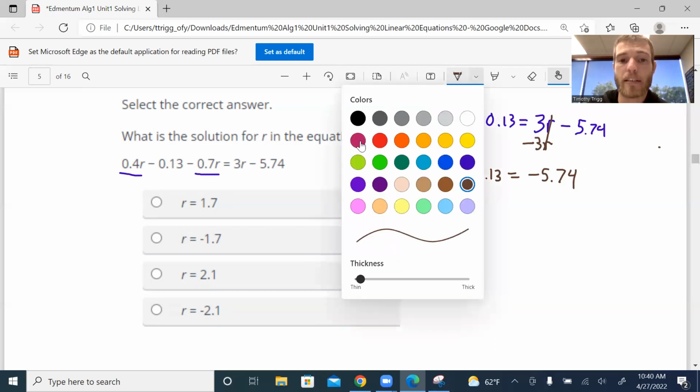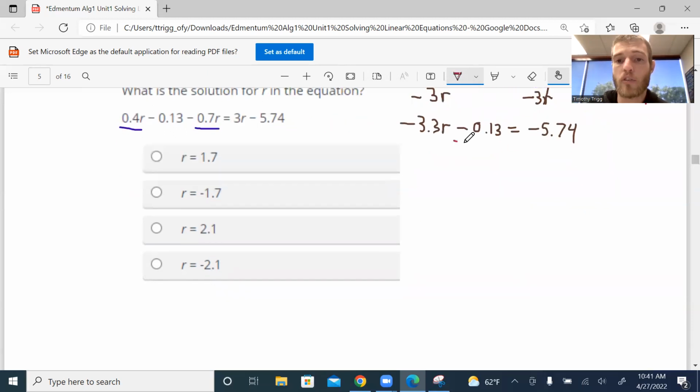I hope you can see what the next step would be. In this case, we're going to use the addition property of equality to get rid of this 0.13. Okay. We have negative 3.3r on the left. On the right, we add these together, which actually they kind of subtract, right? Because they're different signs. So that's going to be negative 5.61. Lastly, we're going to divide both sides by negative 3.3 to get r by itself.